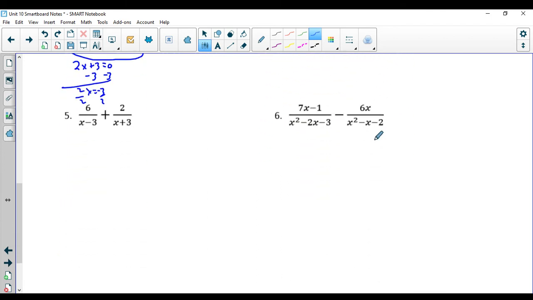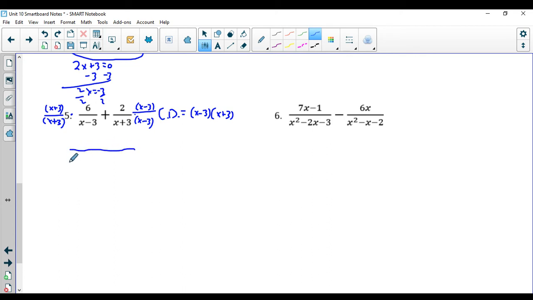Look at number 5. What is our common denominator going to be for number 5? Although these are close, they are two different factors. The first one is x minus 3, so that factor has to be included. The second one is x plus 3. So they are two different factors, and we have to have both of them in our common denominator. The first fraction has the x minus 3. It's missing the x plus 3. So I'm going to multiply top and bottom of the first fraction by x plus 3. The second fraction has the x plus 3. It's missing the x minus 3. So we are multiplying top and bottom by x minus 3.